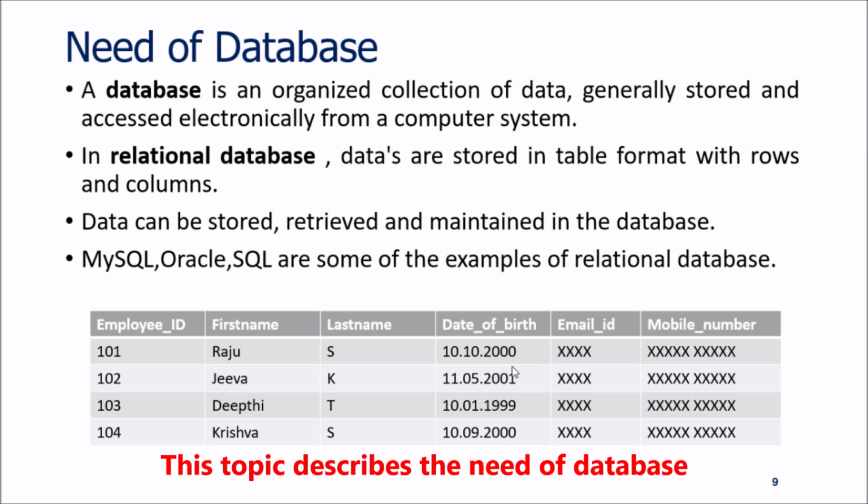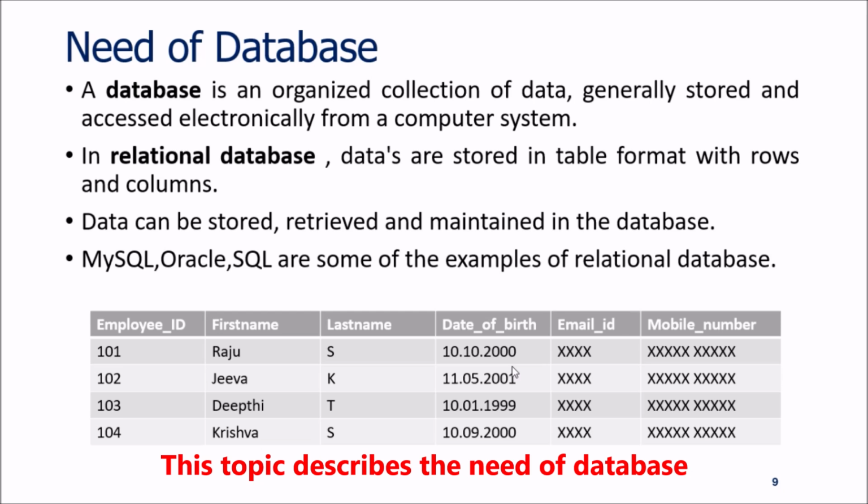So what is a database? A database is an organized collection of data generally used to store the data. These data can be accessed electronically from the computer system. As we saw in the previous example, student data or employee data can be stored in the database. These data are stored and maintained in the database.